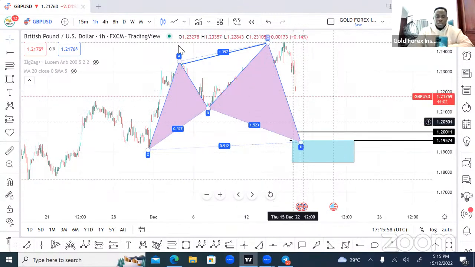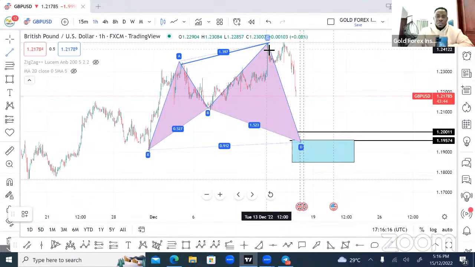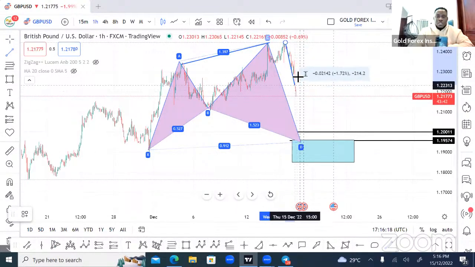What do you have to do from this point? You see, the B is always the break of market structure. This structure was broken. Okay, so once it gets to this zone, we'll be looking for buying opportunity, but at the lower time frame, you are looking for this.